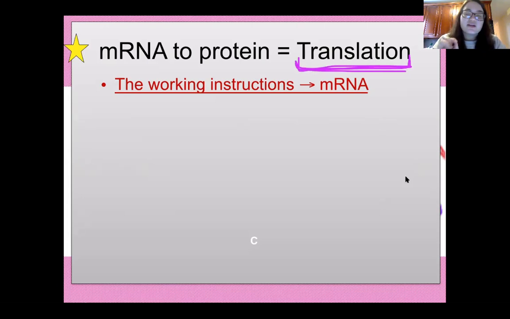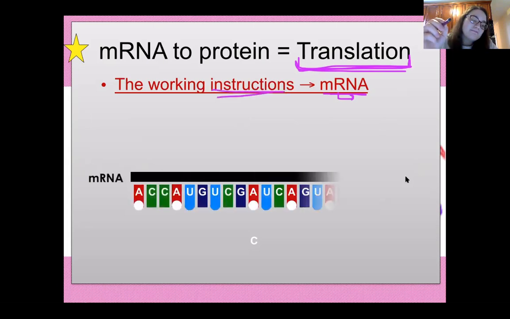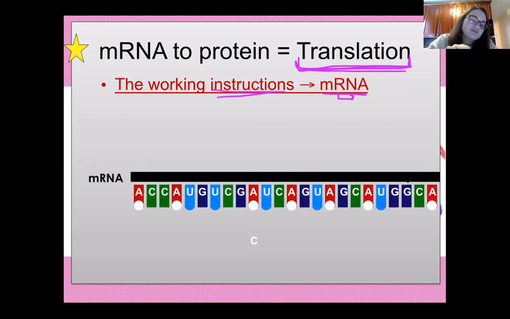So what's known as the working instructions is mRNA. Remember that this mRNA sequence was originally transcribed, meaning that it was written down. So it's kind of like the instructions manual for what's about to happen. So mRNA is the instructions, and that is what that looks like.